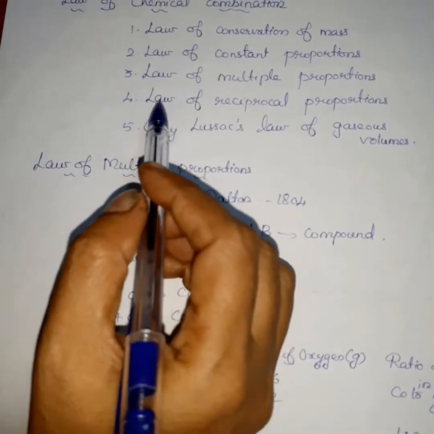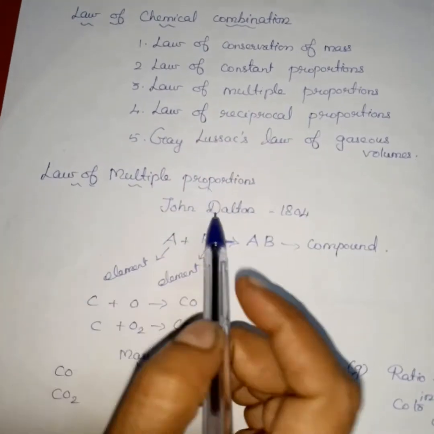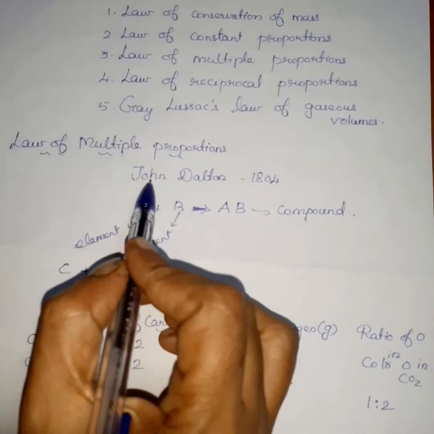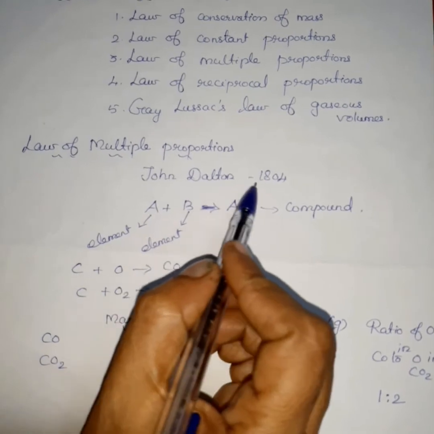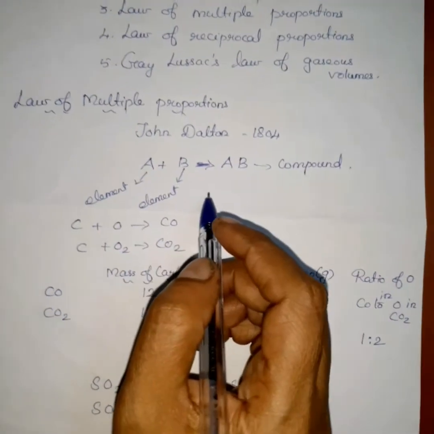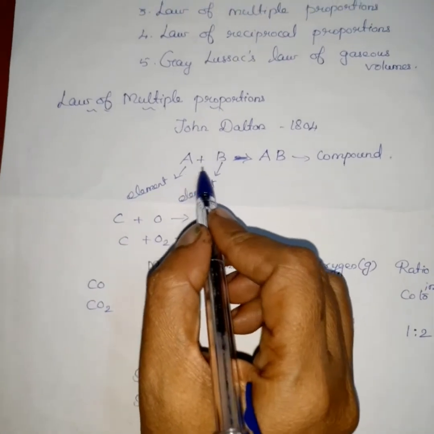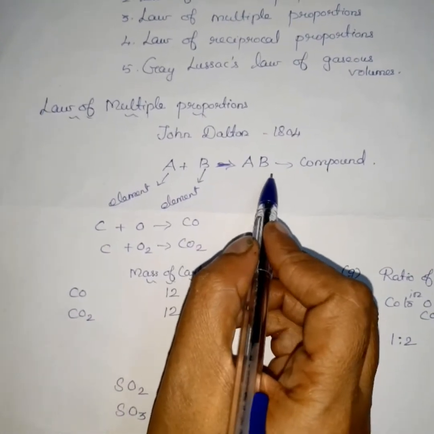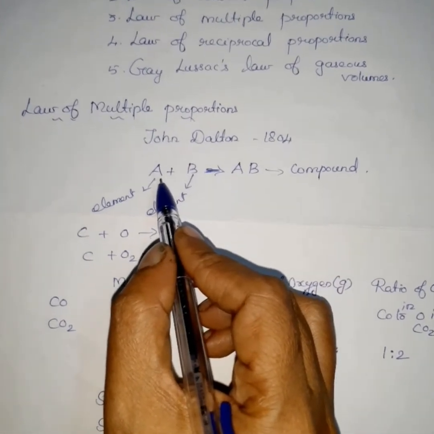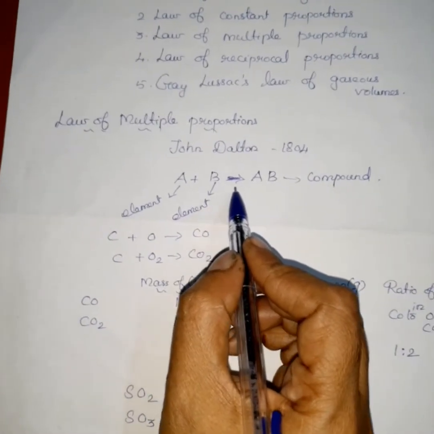Now we are going to study the law of multiple proportion. Here listen. Who proposed the law? John Dalton in 1804. This law states that when two elements A and B combine together to form more than one compound, then the mass of A which separately combines with a fixed mass of B are in a simple ratio.